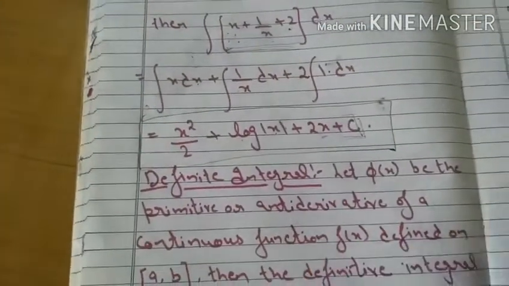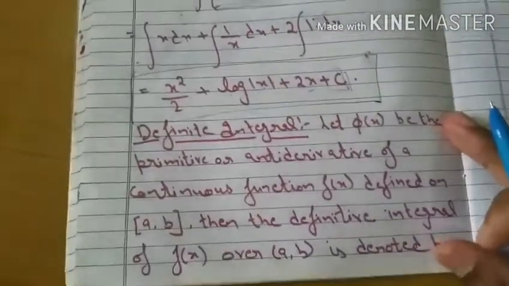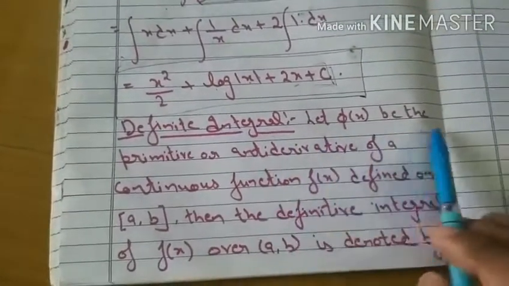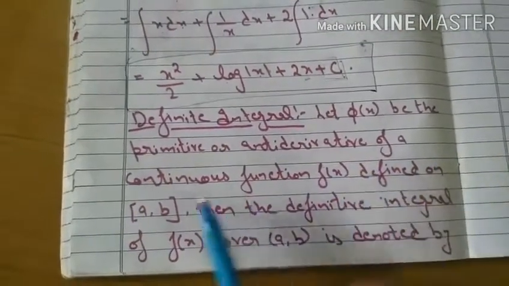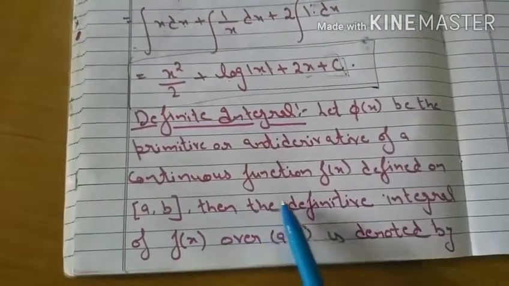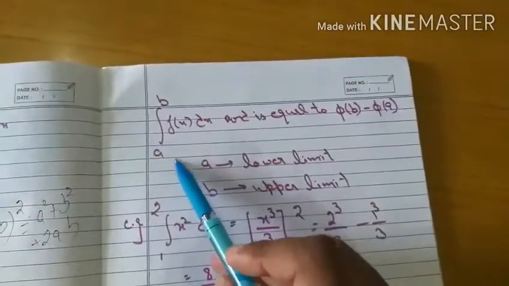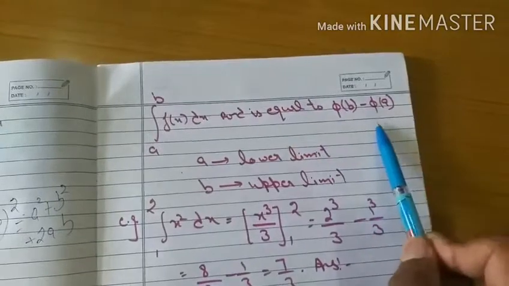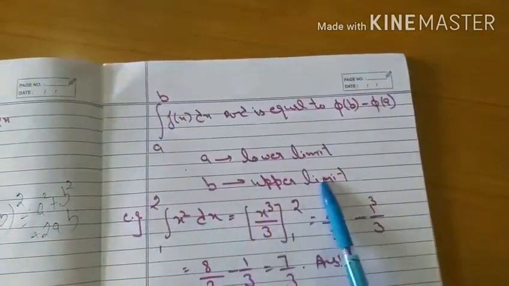Now moving further to the next type of integral, that is definite integral. The definition of definite integral is: let phi x be the primitive or antiderivative of a continuous function f(x) defined on closed interval [a, b], then the definite integral of f(x) over [a, b] is denoted by that symbol, and it is equal to phi b minus phi a. A is here called the lower limit and b is called the upper limit.